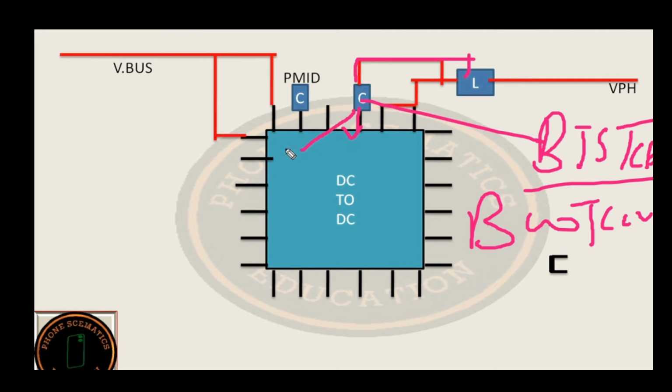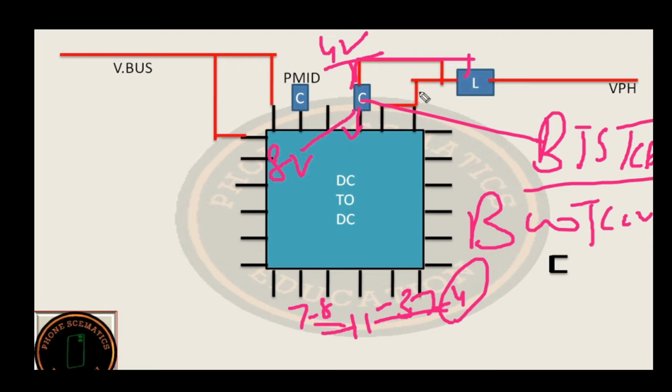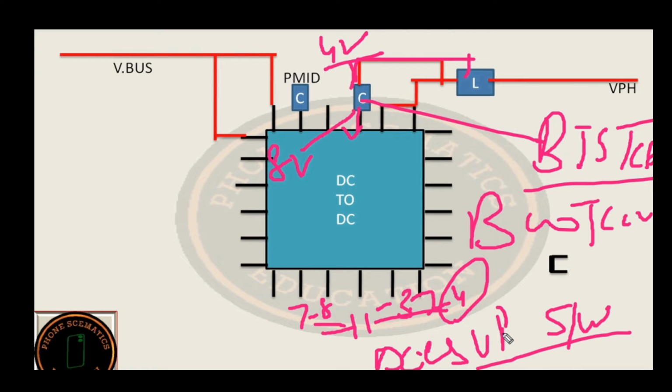So you will get 7 to 8 volt on one side and 3.7 to 4 volt on the other side. This cap is in series, right? One side you will get 7 to 8 volt, the other side you will get 3.7 to 4 volt. If you did not get voltage here, or if this capacitor is missing, your IC cannot switch, your IC does not work or create VPH. So if you get 4 volt or 8 volt on both sides, that means your IC is switching properly. Clear?